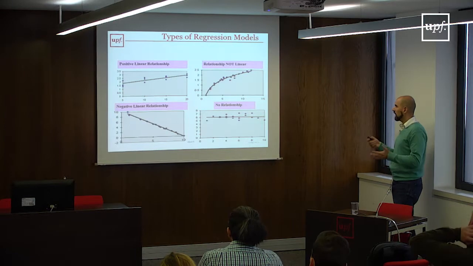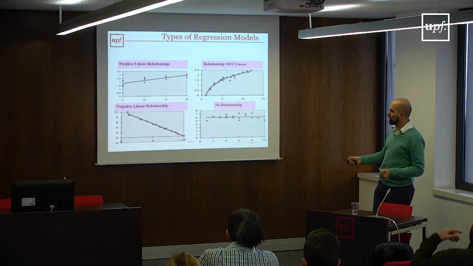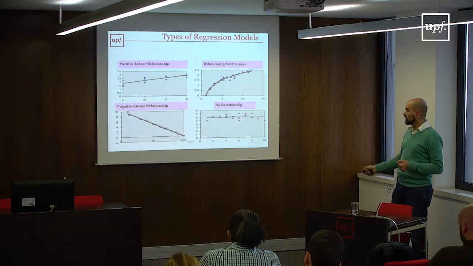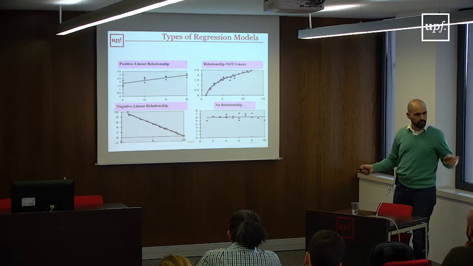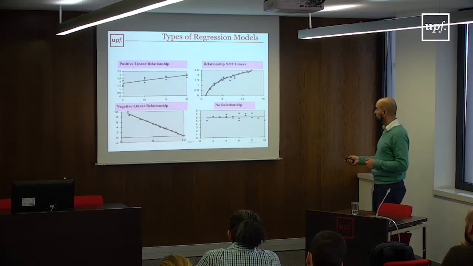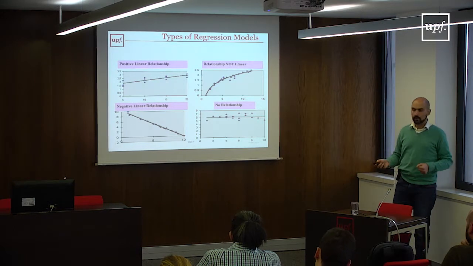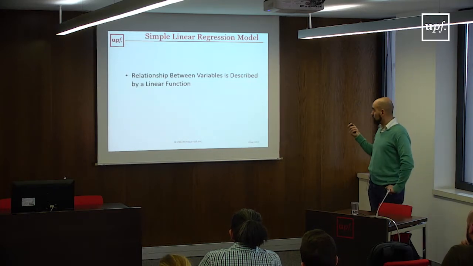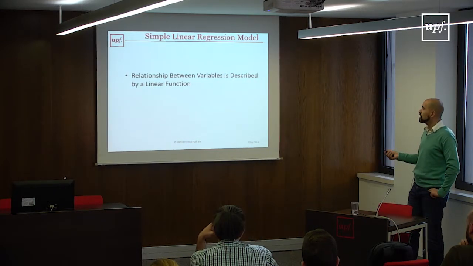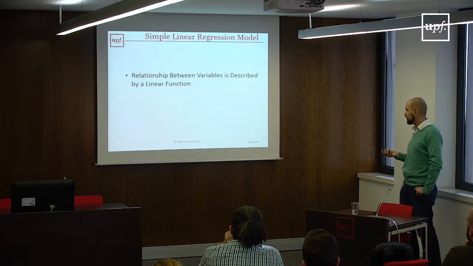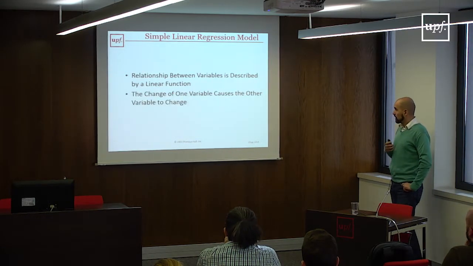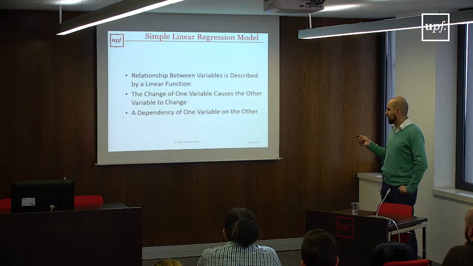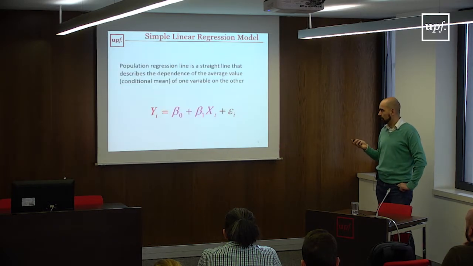And we can have different kinds of relationship. Here we have a linear positive relationship, a relationship which is not linear but still is present, a negative relationship, no relationship. Okay? Each of them can be a different kind of model. So we have, in the case of simple linear regression, the relationship between the variables described by a linear function. It means that the change of one variable, of course, causes the variance of the other, and dependency of one variable on the other.